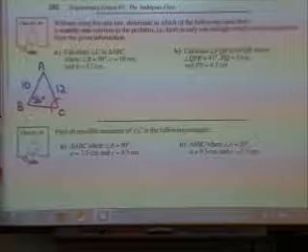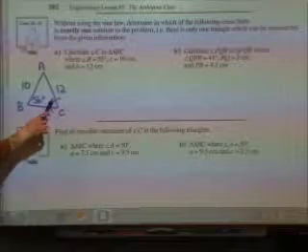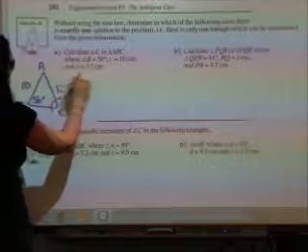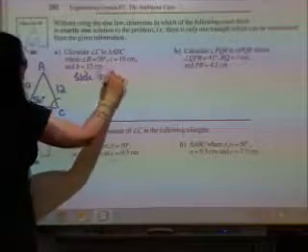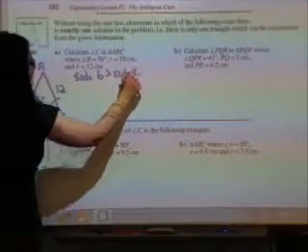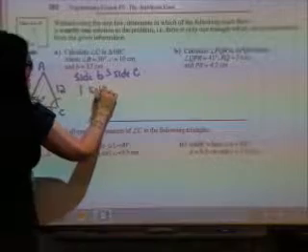So before we go to reference angles, we're going to go to sides. If the side opposite the given angle is bigger than the side opposite the angle you're trying to calculate, there is only one solution. So because side B is greater than side C, there's one solution.